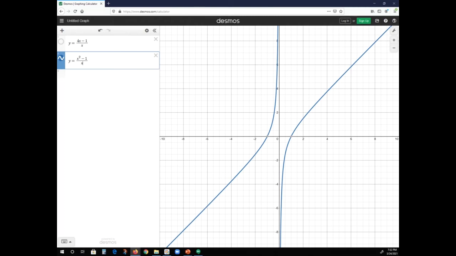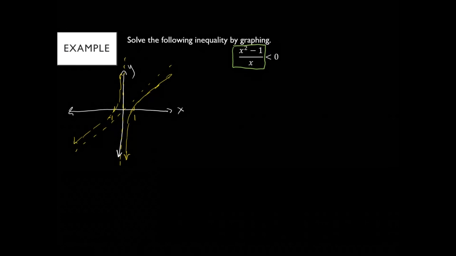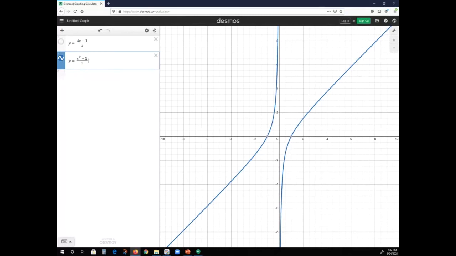So let's go back to the problem. Now that you verified that our sketch is correct, we want the parts that are less than 0, so we want the parts below the x-axis. If I look at this here, we're below between 0 and 1. Then we're above, and then we're below again. So we've got 2 sections here: a section to the left of -1, and a section from 0 to 1, because that's where our graph is below.